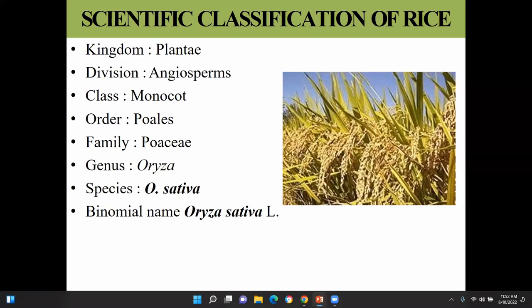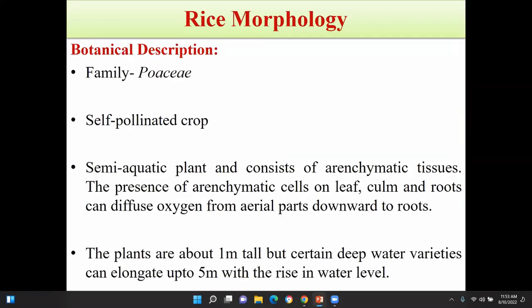It was named by Carolus Linnaeus. The name of the person who described it is mentioned at the end of the scientific name. The family is Poaceae. Okay, these things you know. I will upload this slide also in the LMS, don't worry. But you should write this code, because I will upload it below exam only.